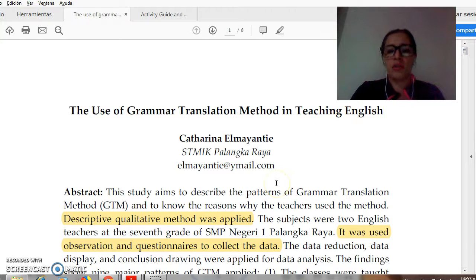However, as we can see in this research, the grammar translation method had good results in this school. So it means that the teachers, both teachers that were observed, were doing very well and were giving good results, and this showed in the questionnaires and all the data collected in this research.